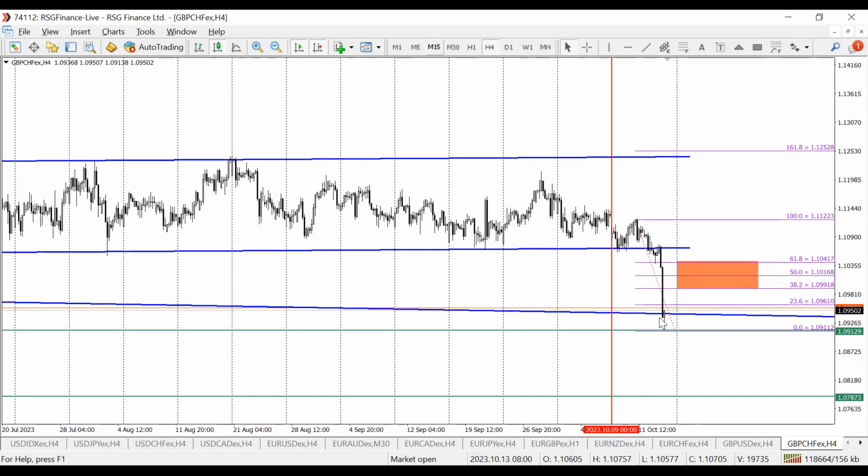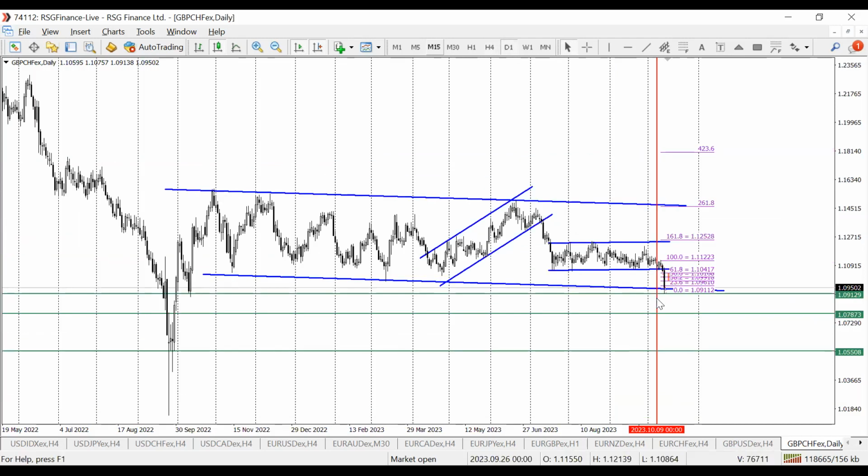But once we start seeing the break from the bigger channel here, first target 1.0787, and then we have the next one at 1.0550 level. And I really believe this is going to be playing out really nicely into this week.